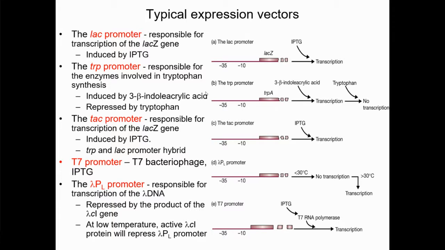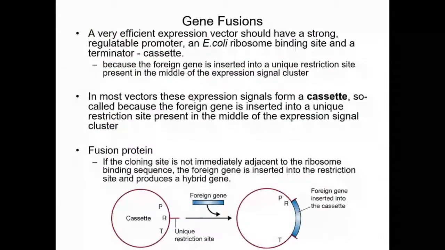So that's the importance of the promoter. It controls the whole protein production, because that's the first step of gene expression. That's why it's very critical. If you don't produce enough transcript, then you cannot get the mass production of protein. Okay? So these are the typical expression vectors.